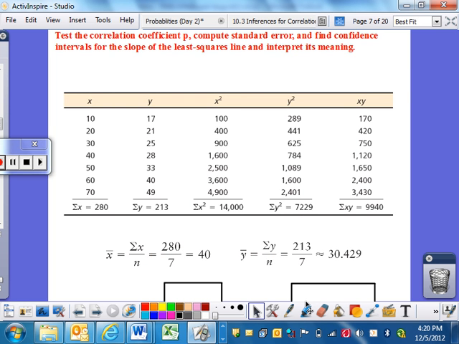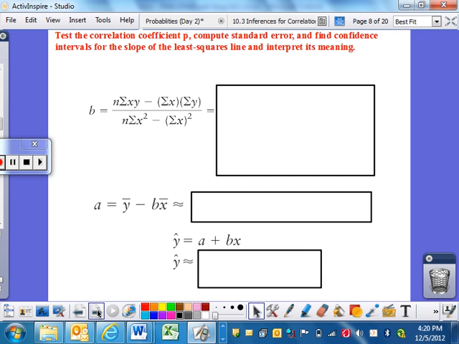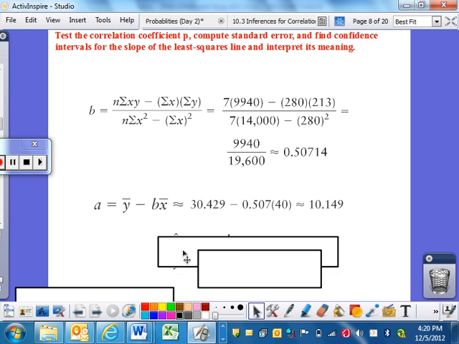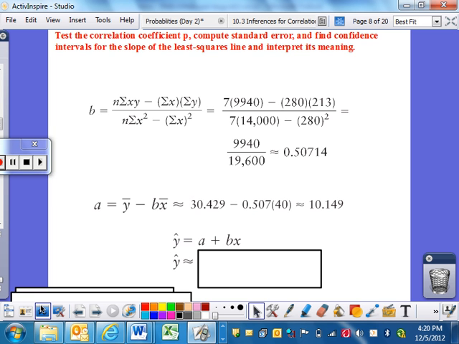And then you also need X bar and Y bar, or the averages of each. And then these come from the 2 variable stats from your calculator. And then to find your slope, okay, this should be straightforward from any other section that we've done. I'm not going to say too much about it. And then least squares line comes from 10.2.